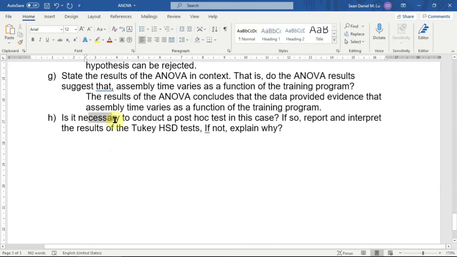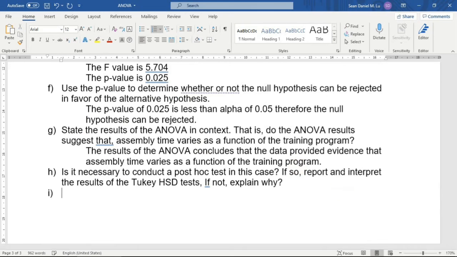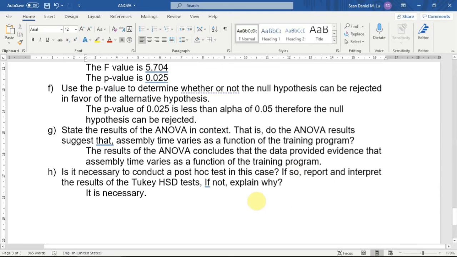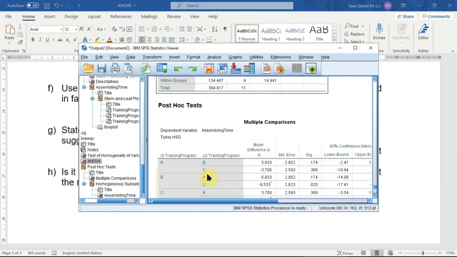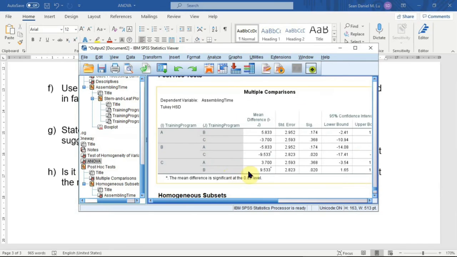Is it necessary to conduct a post-hoc test? Yes, it is necessary. We need to find out which pair proves the alternate hypothesis. Let's go back to the output. Post-hoc test. Now again, let's look for the asterisk. So the pair of training program B and training program C is significantly different from each other. And that's it.